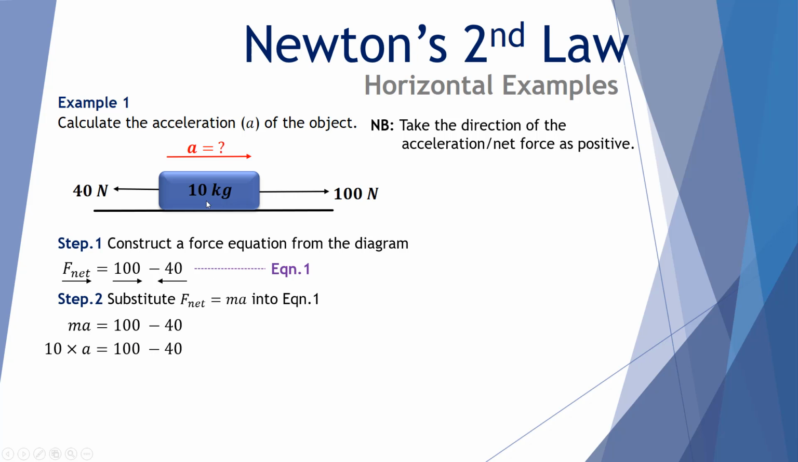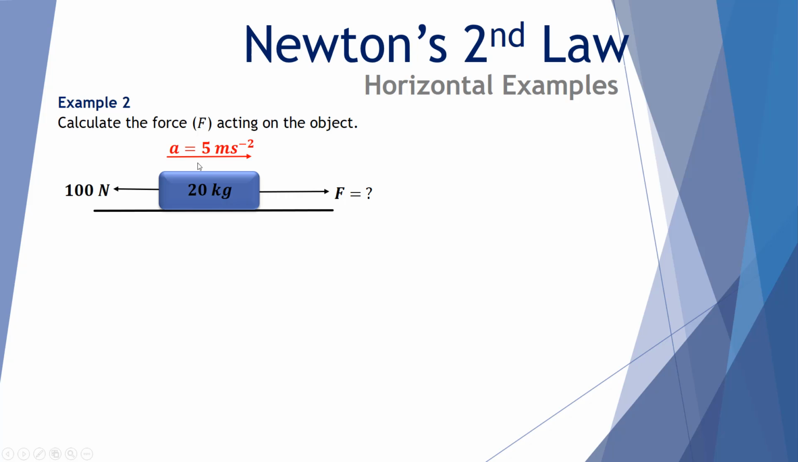We now substitute our values, m is 10 kilograms, a is the unknown. We can simplify that. 100 take 40 equals 60. And finally, if we divide 60 by 10, we're left with a equals 6 meters per second squared to the right. Example number 2, we now want to calculate the force acting on the object.